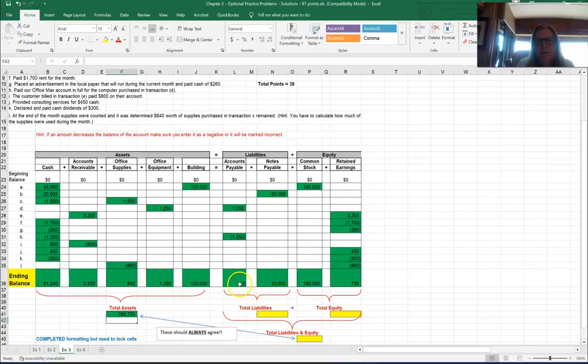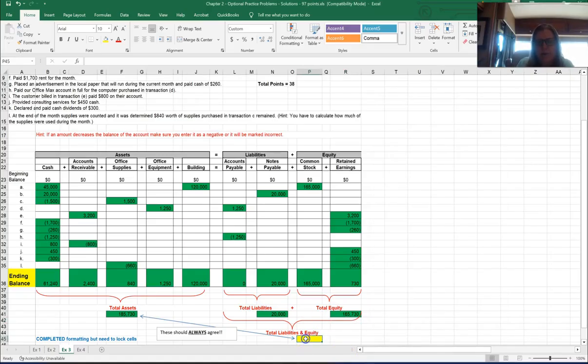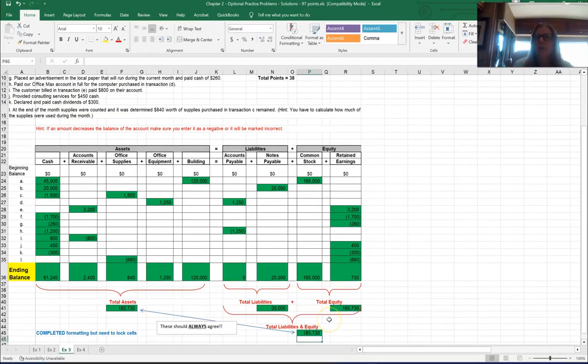Our total liabilities is the 0 plus the 20,000, so that's pretty easy. And our total equity is your common stock plus your retained earnings, $165,730. And then we have to add our total liabilities and our total equity together, and it should equal your total assets. I can do that in my head, but just to show you guys, 20,000 plus 165,730 is 185,730. And when you enter these into your spreadsheet for your homework, again, yours will turn green if it's right, and it'll turn red if it's wrong, okay?